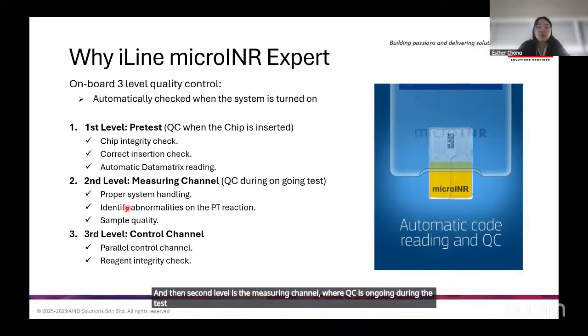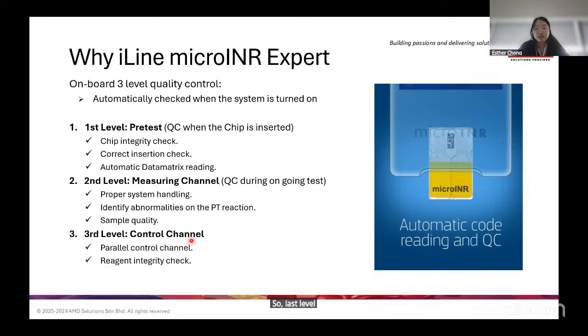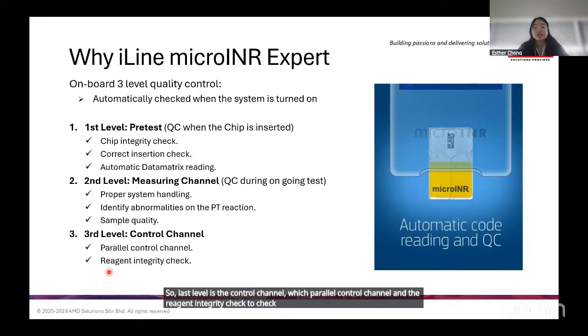The second level is the measuring channel, where QC is ongoing during the test. It checks if there is proper system handling and identifies any abnormalities in the PT reaction or ensemble quality. The last level is the control channel, which is a parallel control channel and reagent integrity check, to check whether the reagent is usable or not.